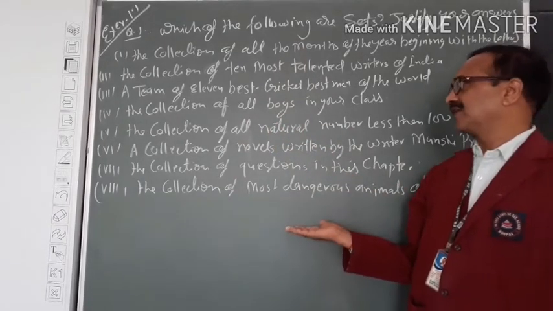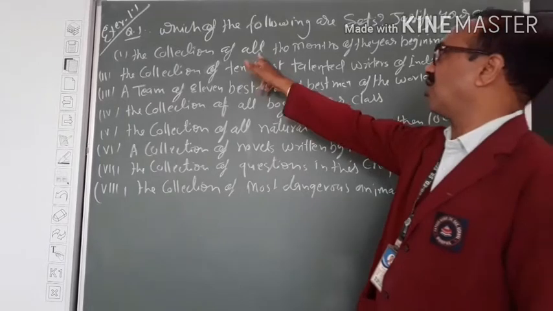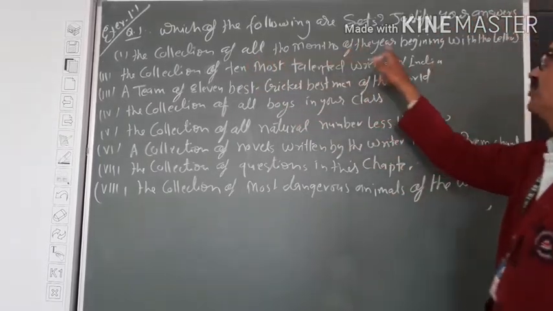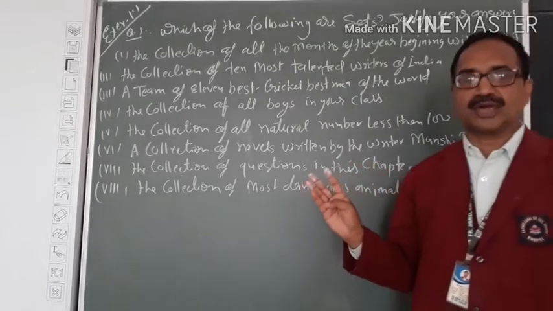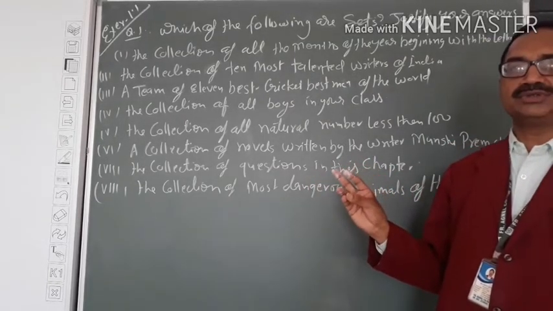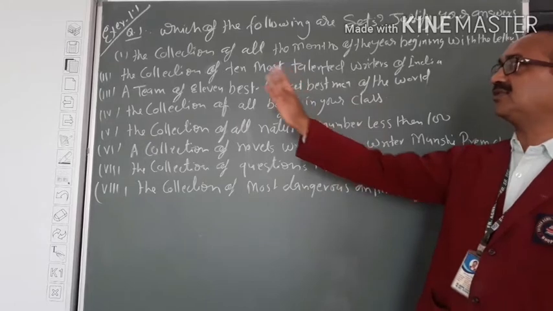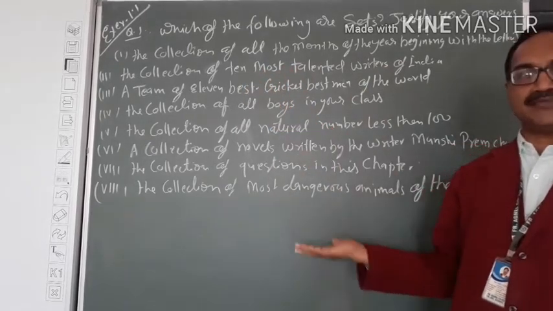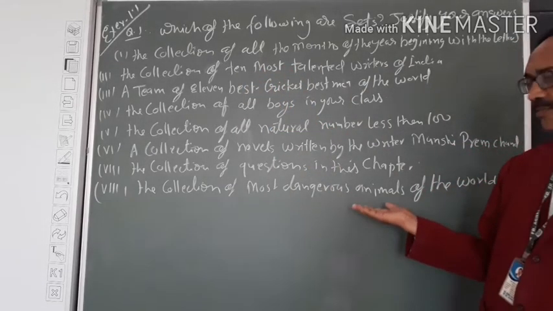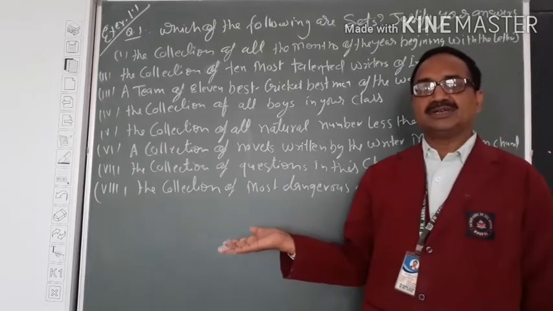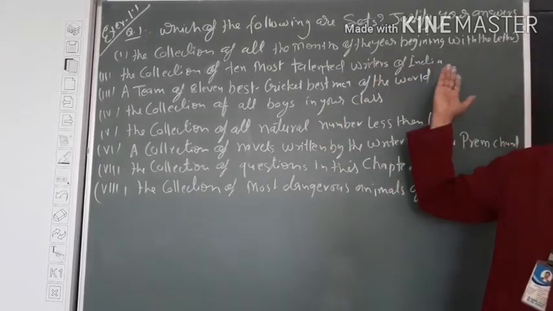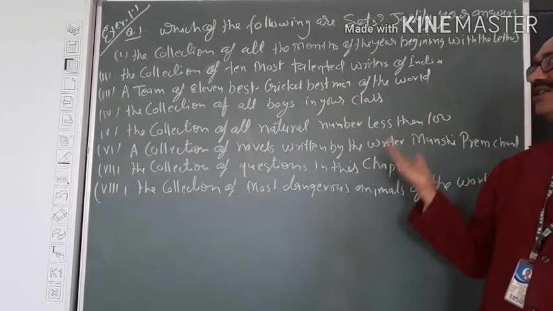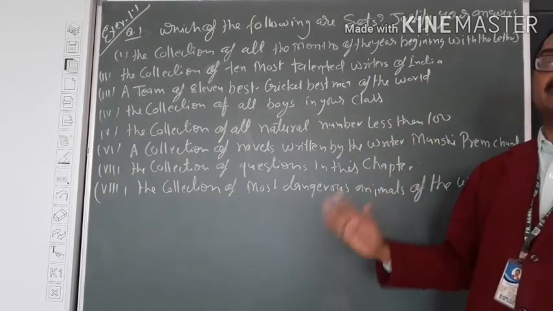Justify your answer. The collection of all the months of the year beginning with letter J. So you say January, July, June. These are the months that start with J. These are well defined because we have 12 months in a year, and some 3 months start with the letter J. So these are a well defined collection, and you can say this is a set.